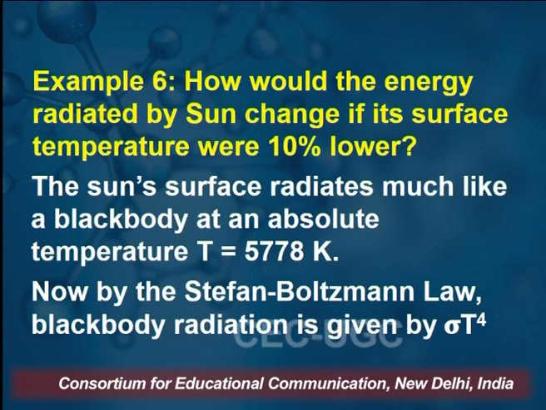Another example which is very important, and let me discuss this. How would the energy radiated by the sun change if its surface temperature were 10% lower? This is an interesting question, so I thought it is better to discuss it. The sun's surface radiates much like a black body at temperature 5778 Kelvin. By Stefan's law, we have that the energy of the radiation will be given by sigma into T raised to the power 4.